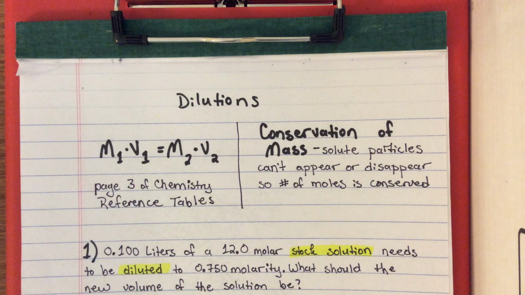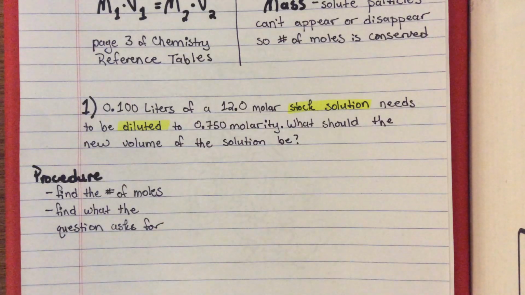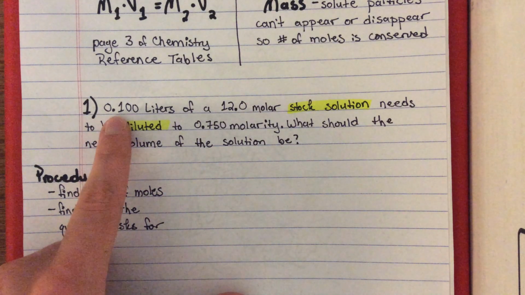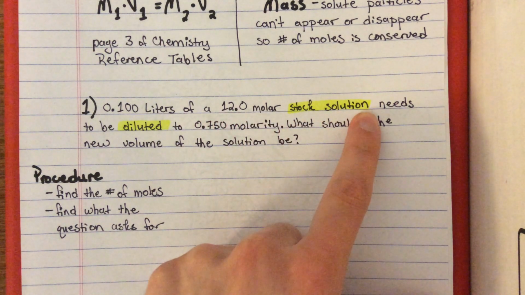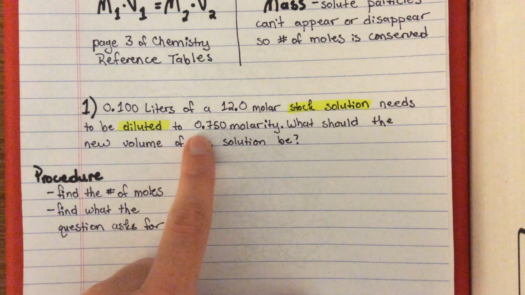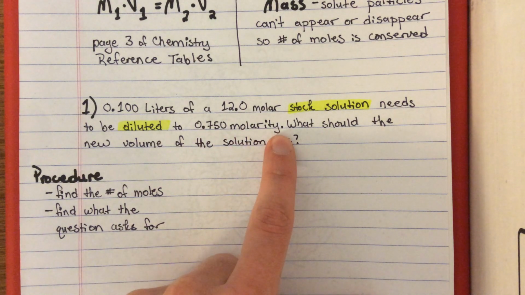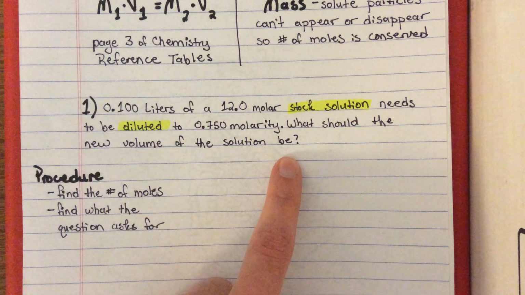So what do problems like this look like? Our first example says 0.100 liters of a 12 molar stock solution need to be diluted to 0.750 molarity. What should the new volume of the solution be?